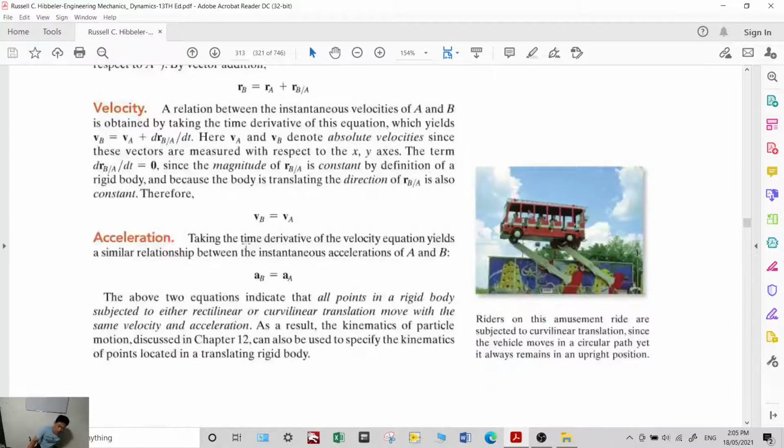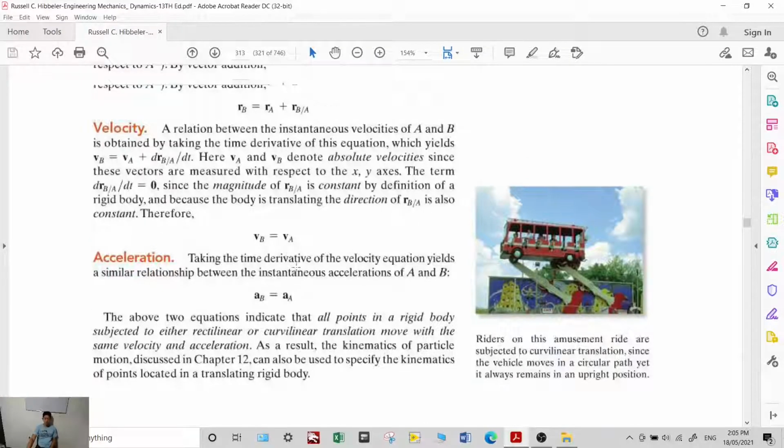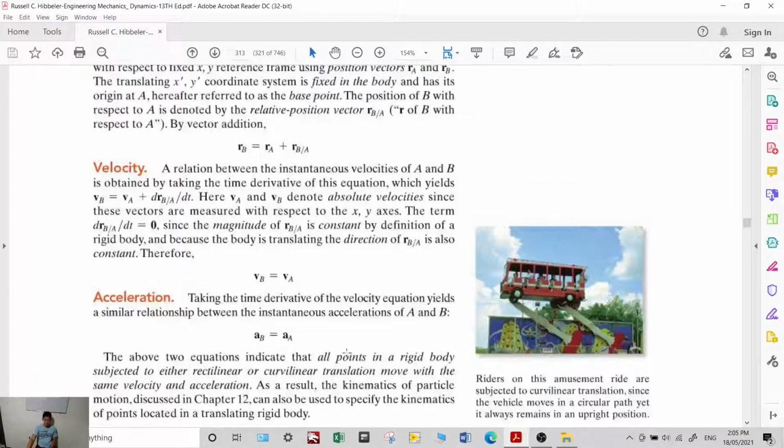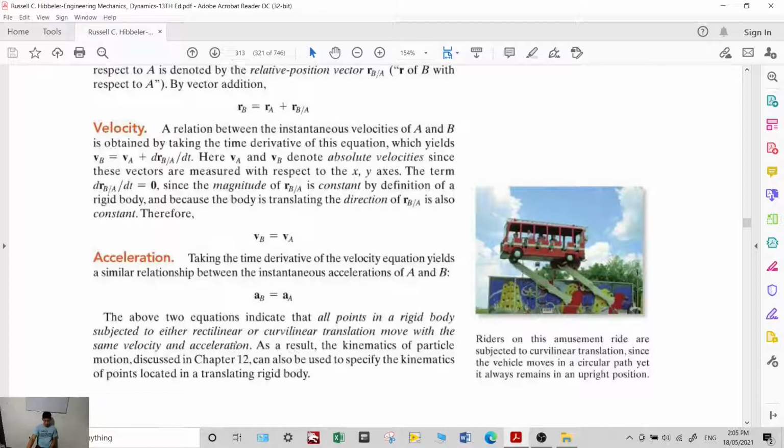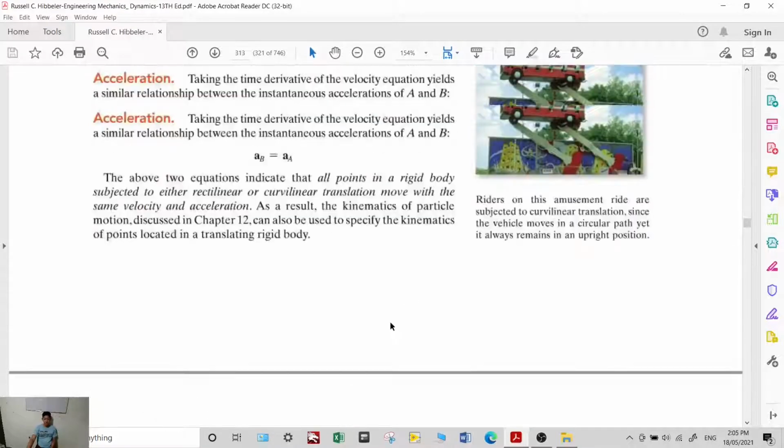And also, if we get the acceleration, we just differentiate this one. So the velocity and acceleration of points in a planar body are just the same. So that is the explanation.